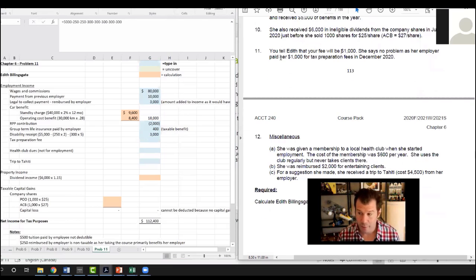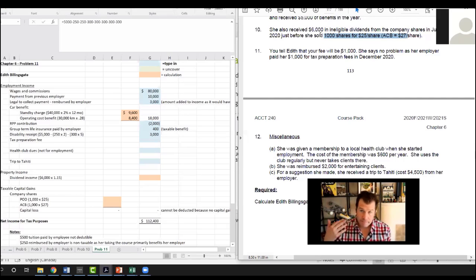We roll along to point 10. She also received $6,000 in non-eligible. It says ineligible. That's stupid. Non-eligible dividends. You get the gist, though. From the company shares in June 2020, just before she sold 1,000 shares for 25 bucks a share. Guys, there's some income ramifications we're going to have to deal with here.